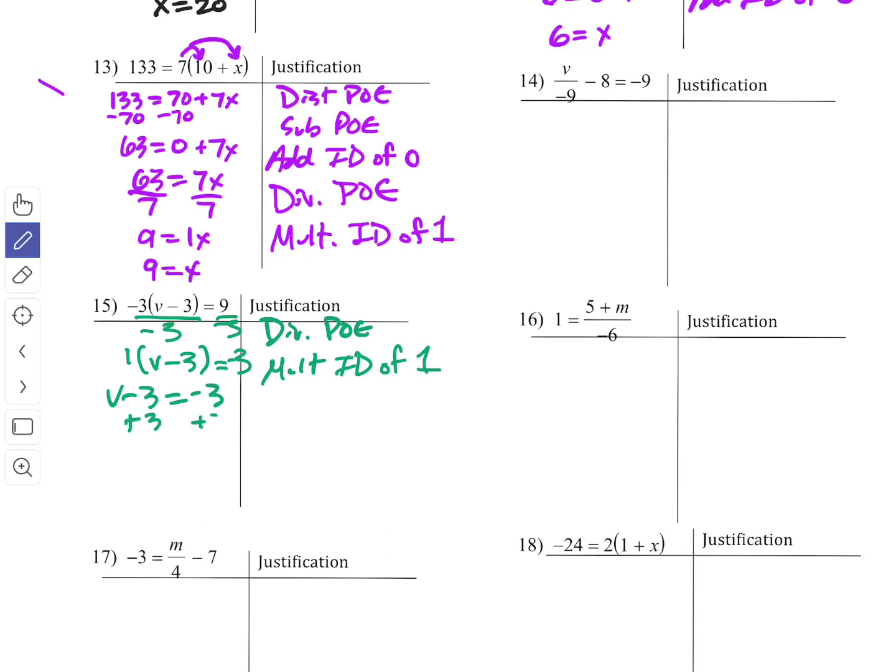Then we add 3 to both sides, giving us v plus 0. Or you could put v minus 0. Negative 3 plus 3 is also 0. And we drop that using the additive identity of 0. And we added 3 using the addition property of equality. Okay? So, yeah. So let's just keep on trucking.